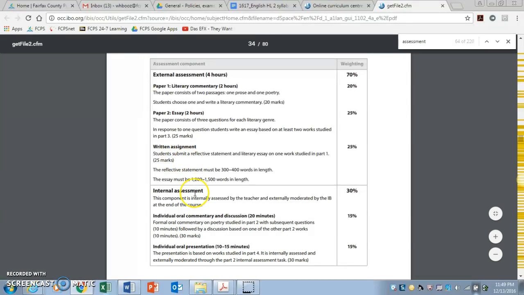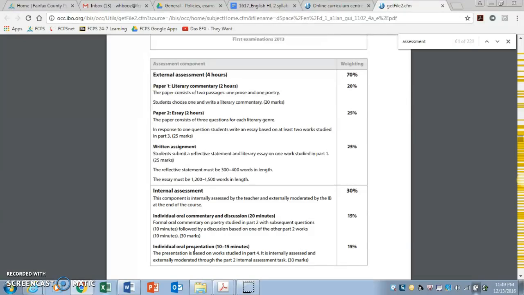And finally, you have two types of internal assessment. The individual oral presentation, which is done in the second semester of your junior year, and then the IOCD, or the individual oral commentary and discussion, which is roughly based on your entire first semester and occurs in January, during the end of the second quarter, or the end of the first semester of your senior year.